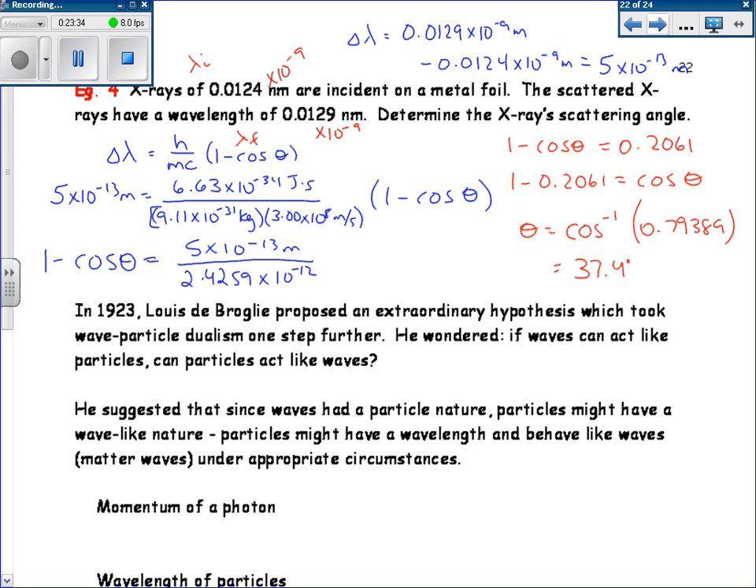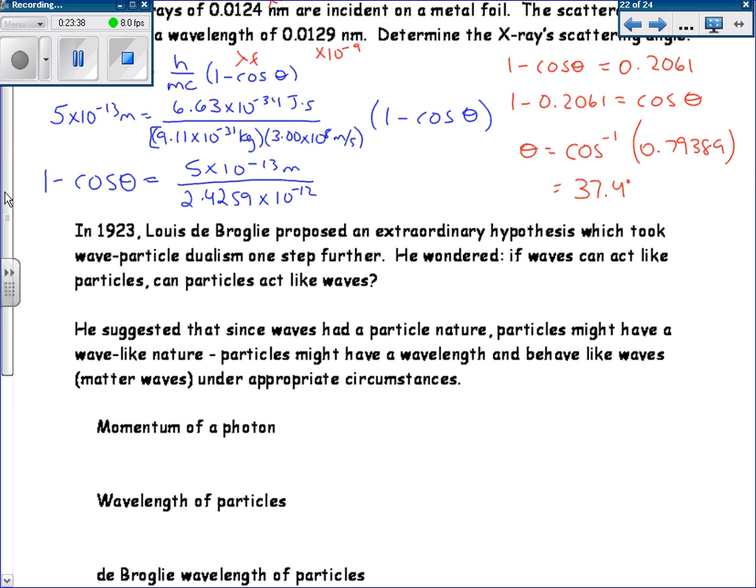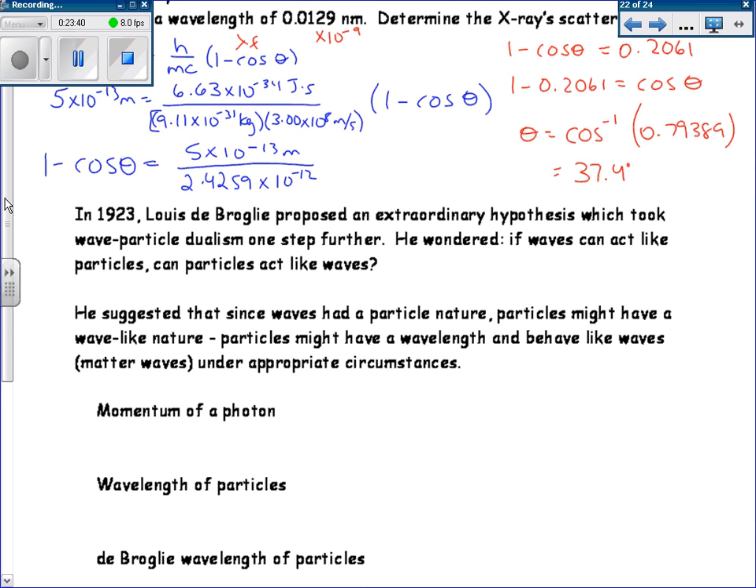So then, in 1923, a little bit later with Compton, looking at symmetry in physics, because symmetry is a big thing in physics. Compton had shown that waves could have momentum.